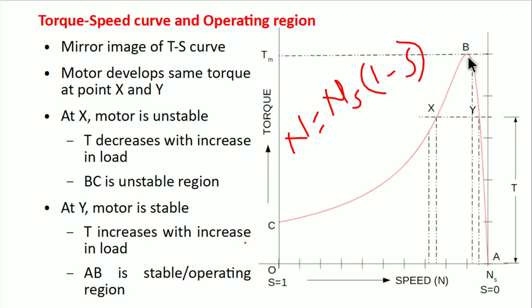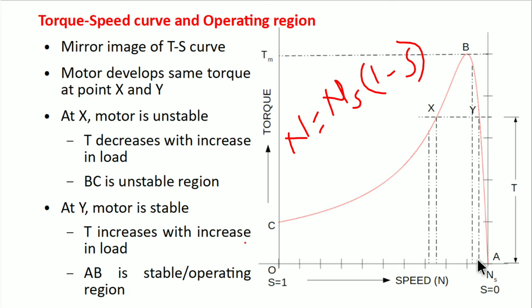Now let us examine the section AB. At point Y, this is the corresponding speed for the same torque as on X. Now if the load on the motor increases, speed will decrease, let us say this much. With the decreased speed, the torque is this much. Torque increases from here to here with the small decrease in speed.